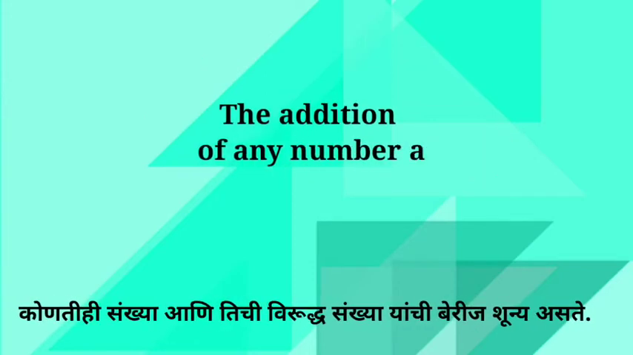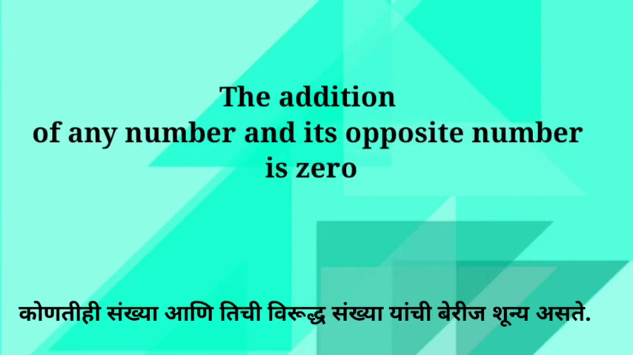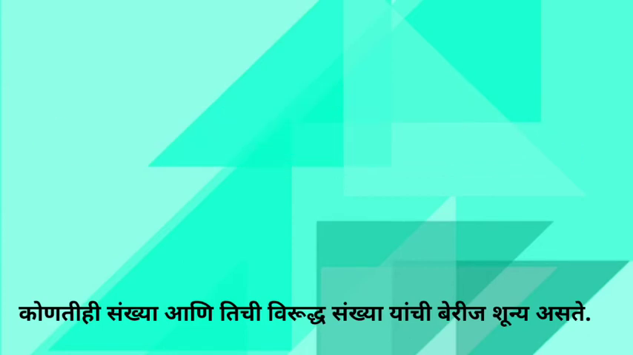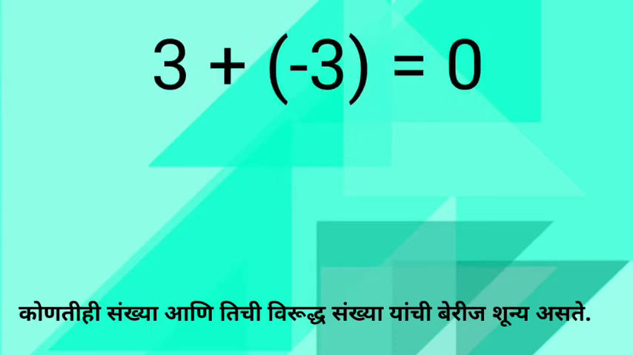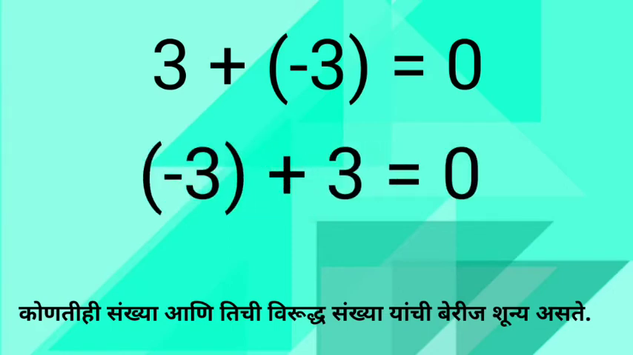And the second thing is the addition of any number and its opposite number is 0. For example, 3 plus minus 3 is equal to 0. Here 3 and minus 3 are opposite numbers and their addition is 0. In the same way, minus 3 plus 3 is also equal to 0.